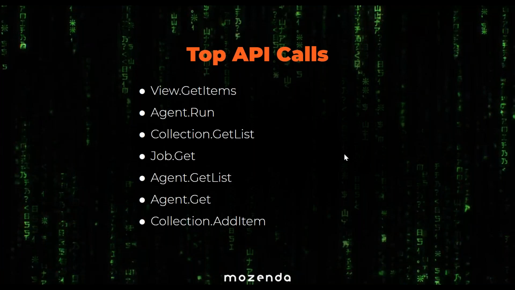Job.get, like John mentioned, we often want to check the status of jobs and how they're running. So job.get allows us to know where certain jobs are at in the process, be it a web harvest job where you're running an agent or a publishing job. And then agent.getList returns a list of all your agents. Agent.get, you can see specific details for an agent, and then collection.addItem, you can add items to a collection.